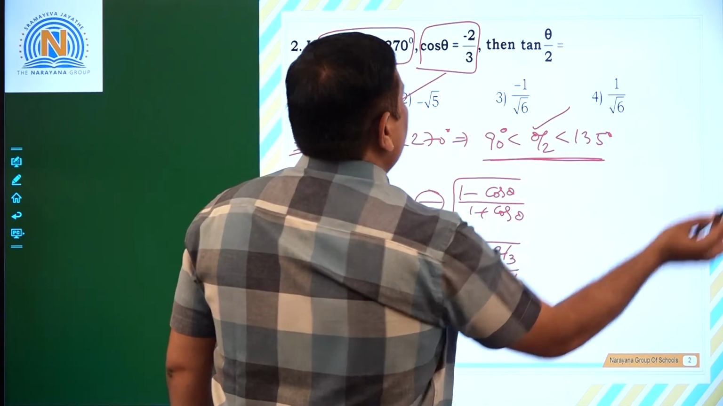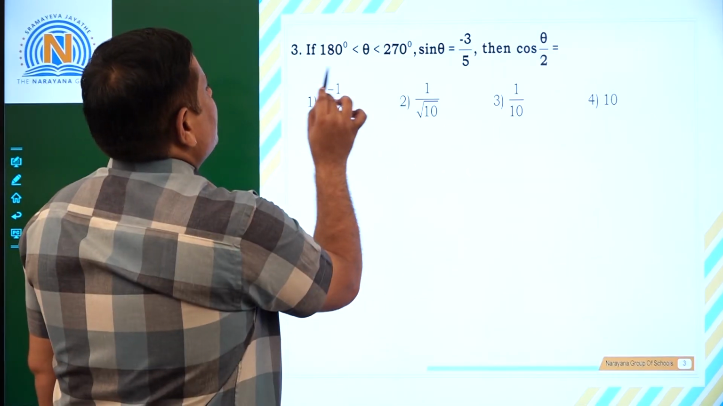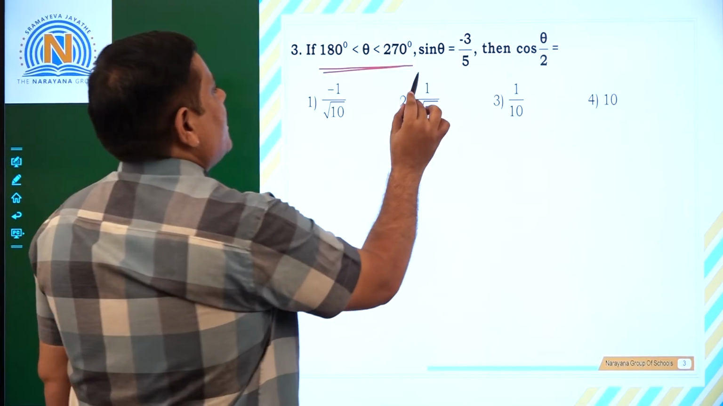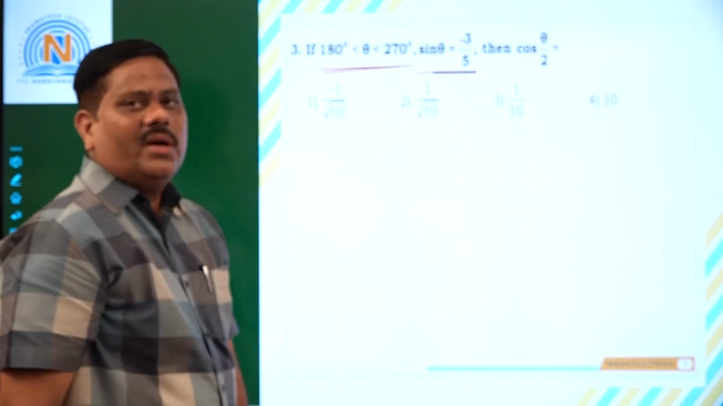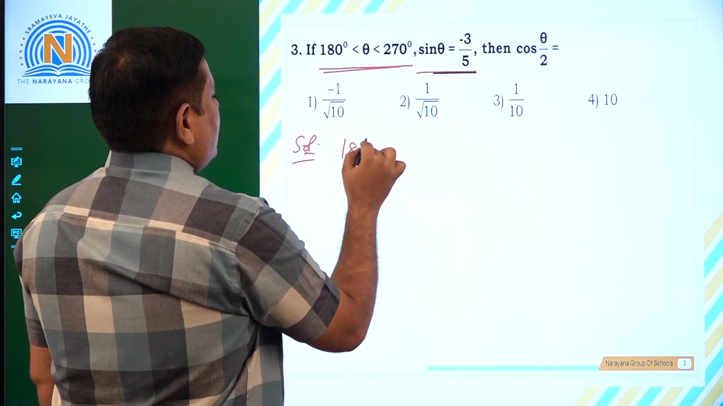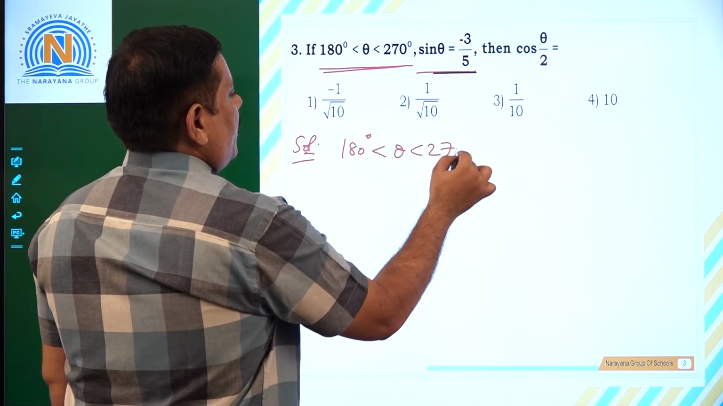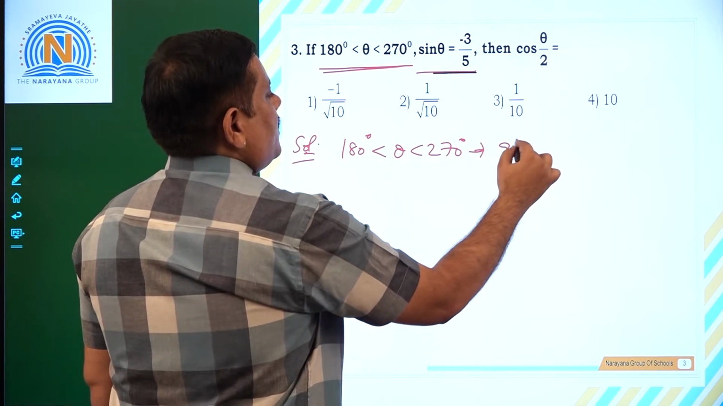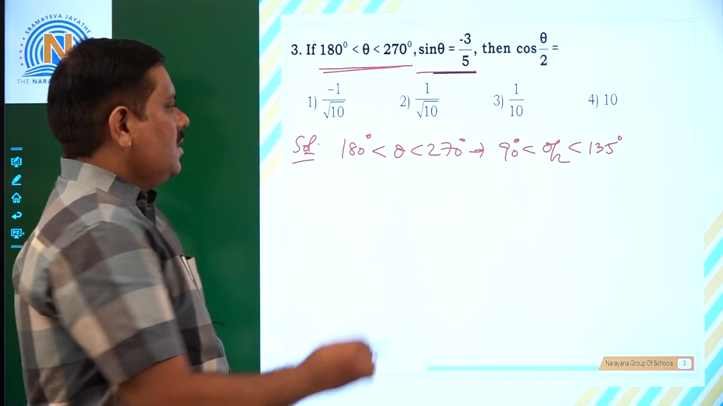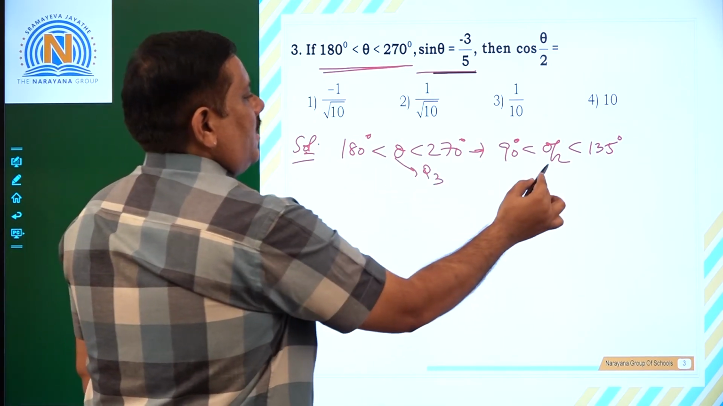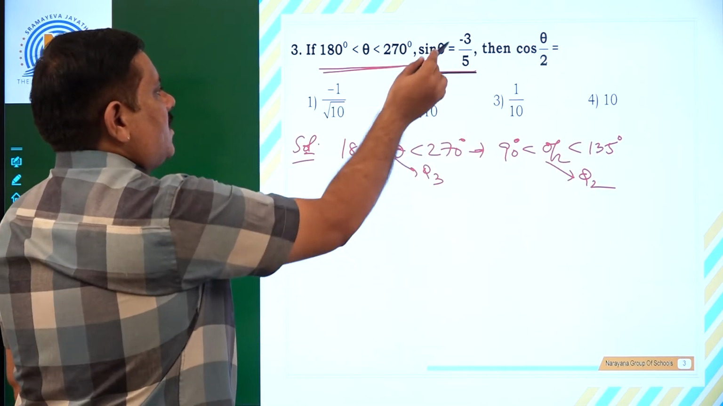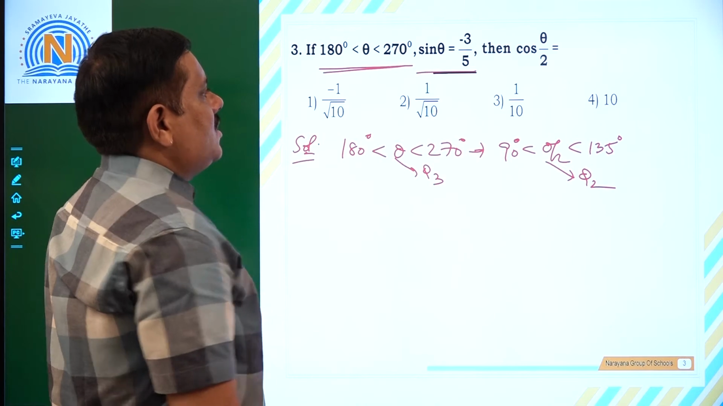Now let us see the next question. Again 180 degrees is less than theta is less than 270 degrees, so theta is in quadrant 3. Sin theta is minus 3 by 5, of course that is true. What is cos theta by 2? Here also, 180 degrees is less than theta is less than 270 degrees. It implies 90 degrees is less than theta by 2 is less than 135 degrees. So here theta is in quadrant 3, and theta by 2 is in quadrant 2. That is what we have to understand. Cos is negative there, it is fine.